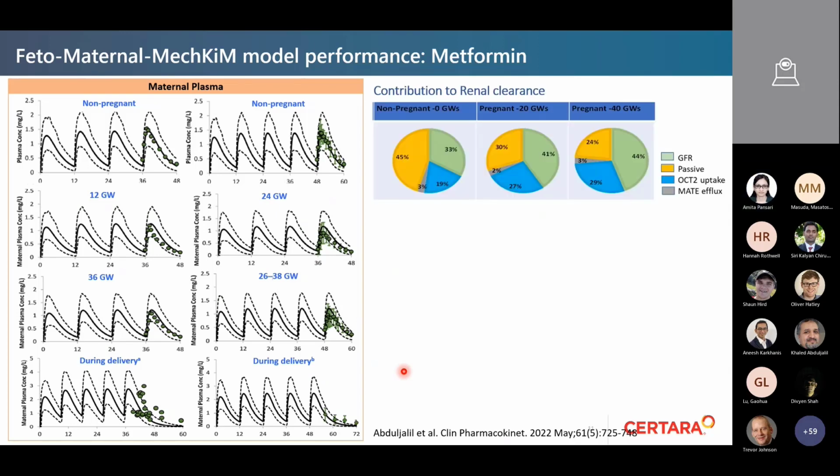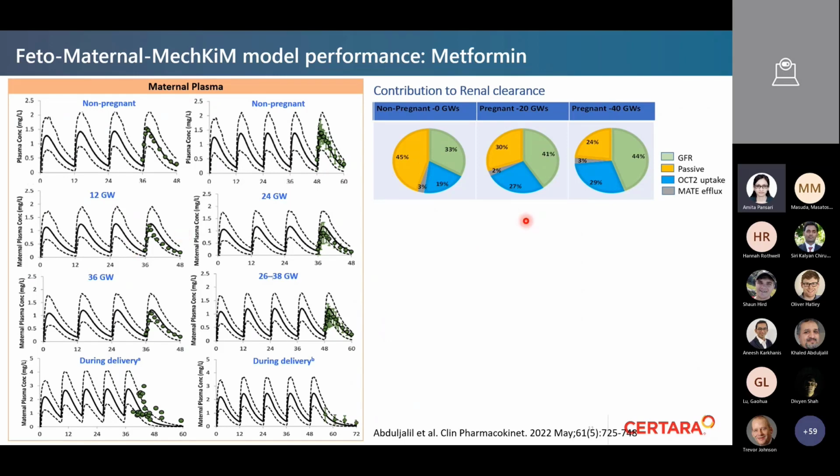Okay, so here are also some external publications utilizing the Simcyp feto-maternal model. This is one of the examples for renal drug clearance, where they try to predict the effect during pregnancy, which has a significant effect on the overall maternal fetal exposure.